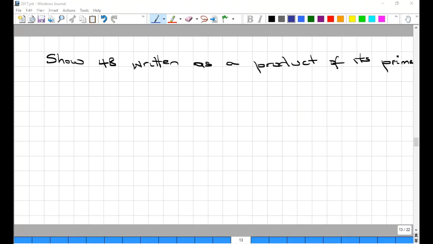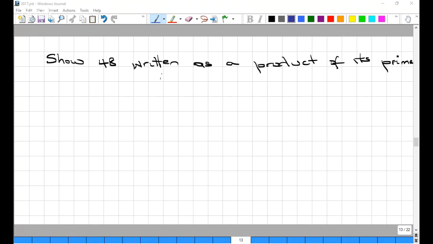Sir, I don't understand that question. 48 written as a product of its prime factors. What would I need to do? What are the prime factors of 48?